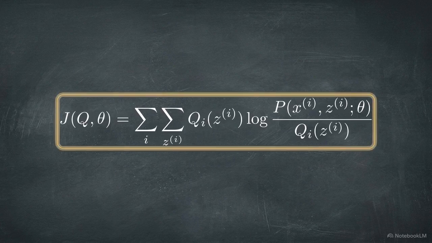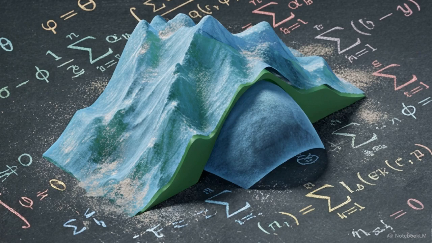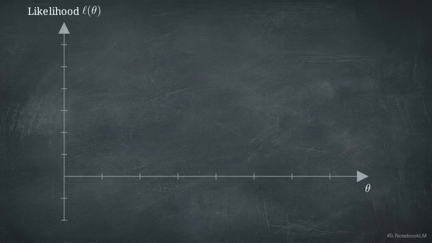We label this new expression J(Q, theta). By mathematically pushing the logarithm inside the sum, we have successfully constructed J(Q, theta), a mathematical floor that rests strictly beneath the true log likelihood function. This coordinate system maps the exact geometric relationship between our functions.